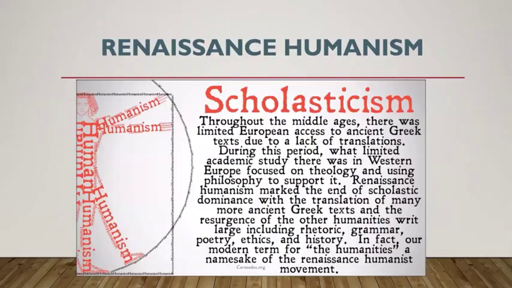Throughout the Middle Ages, there was limited European access to ancient Greek texts due to a lack of translations. During this period, what limited academic study there was in Western Europe focused on theology and using philosophy to support it. Check out my video on scholasticism for more information. Renaissance humanism marked the end of scholastic dominance with the translation of many more Greek texts and the resurgence of the other humanities writ large, including rhetoric, grammar, poetry, ethics, and history. In fact, our modern term for the humanities is a namesake of the Renaissance humanist movement.